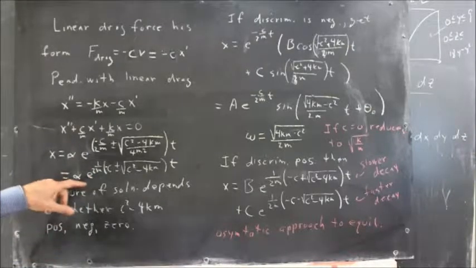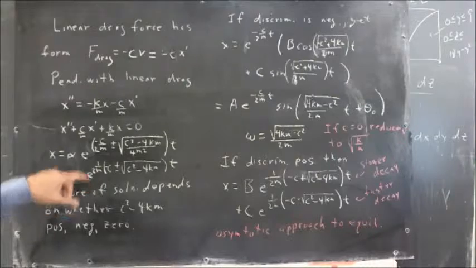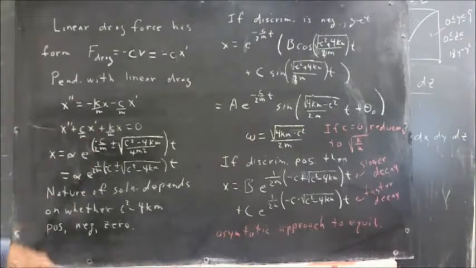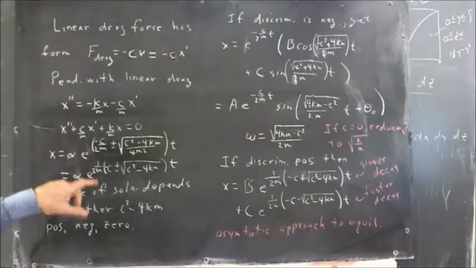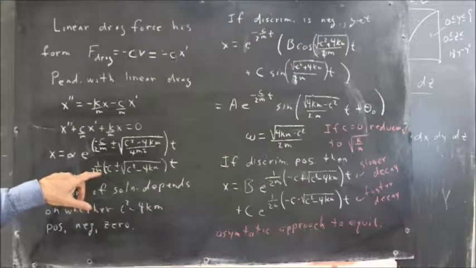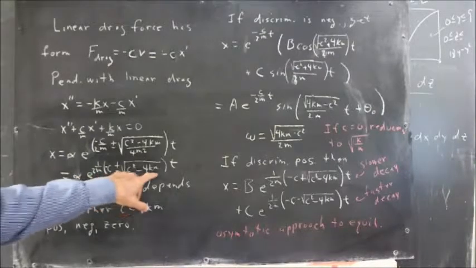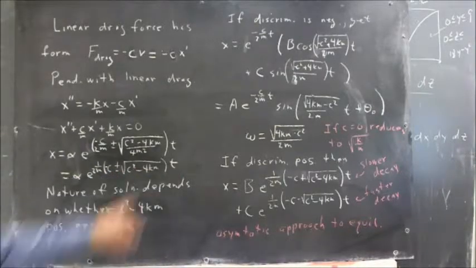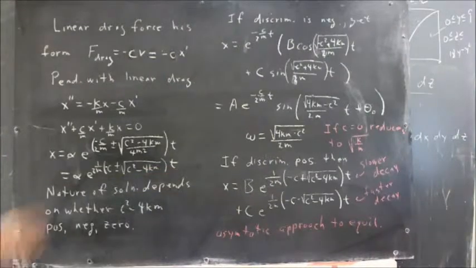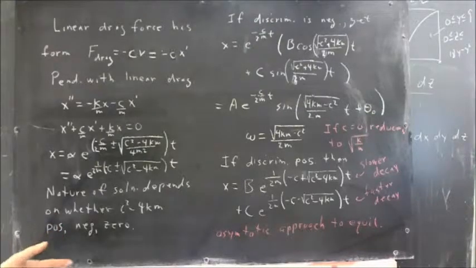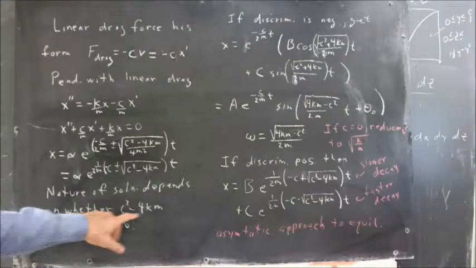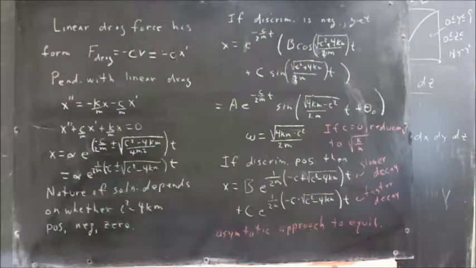I've kind of taken it out from under the square root sign when I factored out the 1 over 2m. So we have then e to the negative C over 2m. We factor out 1 over 2m, and then we have negative C plus or minus the square root of C squared minus 4km, all multiplied by t. That's our exponent of the exponential. Now, the nature of this solution depends on whether C squared minus 4km, this quantity under the square root sign, is positive, negative, or 0.